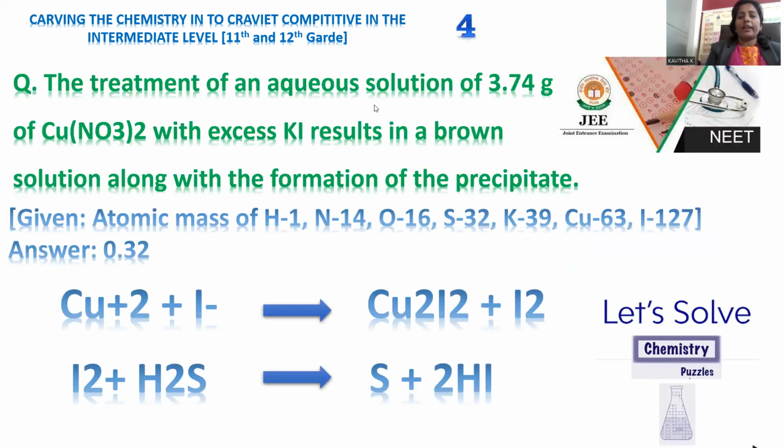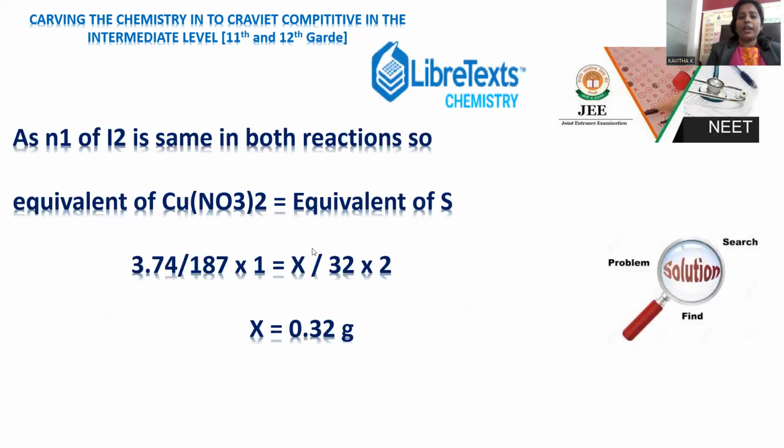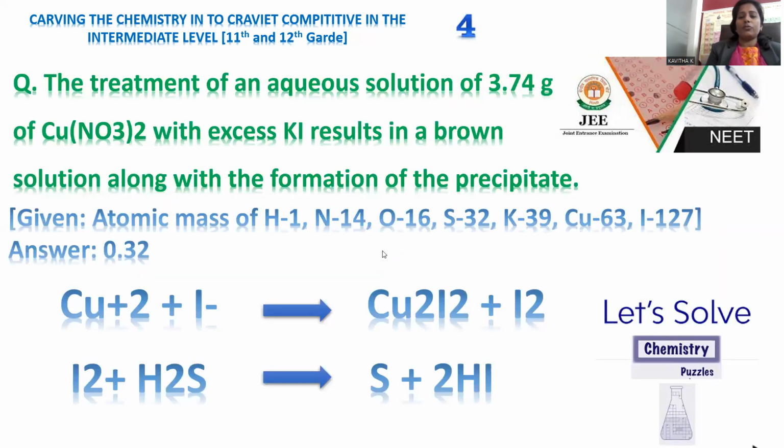The treatment of an aqueous solution of 3.74 grams of copper nitrate with excess of potassium iodide results in a brown color solution along with the formation of a precipitate. Okay, so here, when we are treating all these, what we have to identify? The amount of sulfur to be reduced, how much amount of H2S is consumed. So the treatment of aqueous solution of 3.74 grams of copper nitrate, it is the weight of copper nitrate, and this is titrated against potassium iodide.